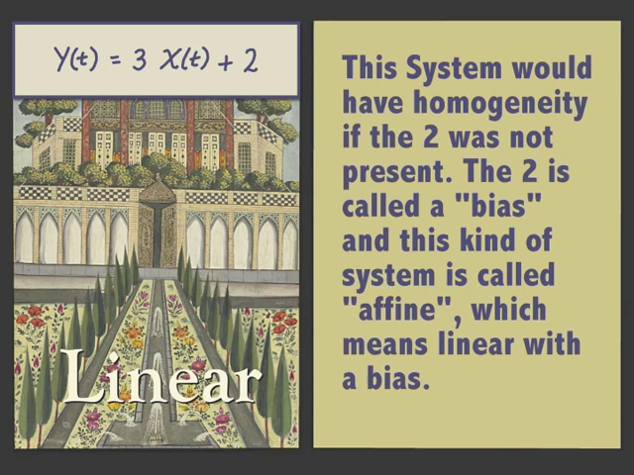Now, this system would have homogeneity if the 2 was not present in the equation. In fact, the system would be linear if that 2 was not there. This 2 is called a bias. It's added to the 3x of t and kind of shifts it. Systems with a bias are called affine. Affine systems, while technically nonlinear, really aren't that bad at all.